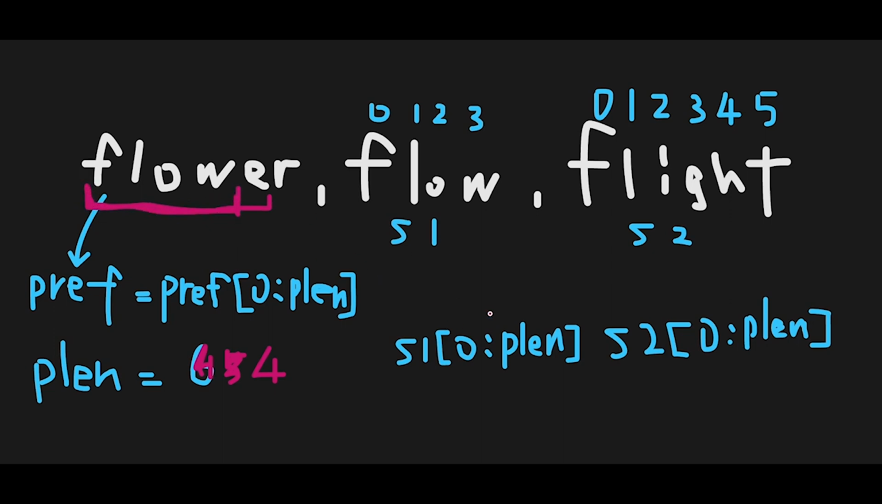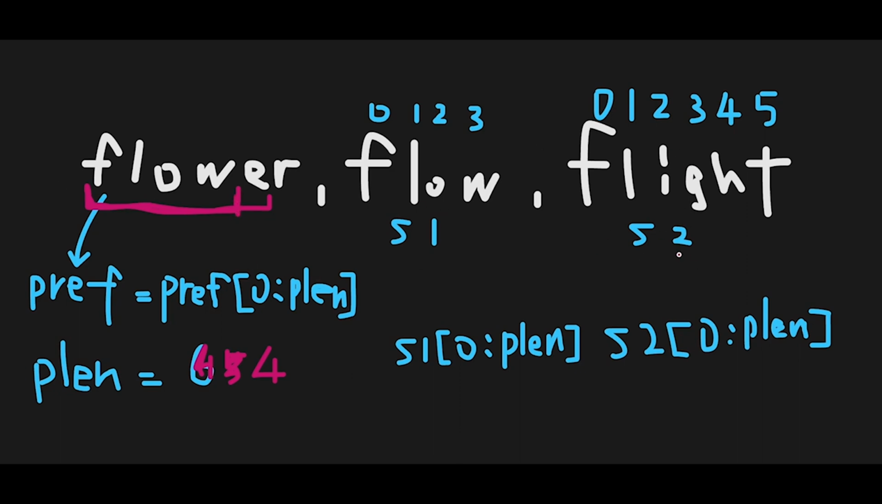And then again compare flow versus flow, because of 0 to 4, so 0, 1, 2, 3, so flow itself. Actually they are the same. In that case, we move to the next string, because these two strings have flow, so the common prefix should be flow in this case. So now prefix is flow, and then move next.